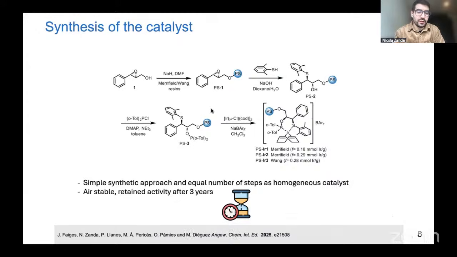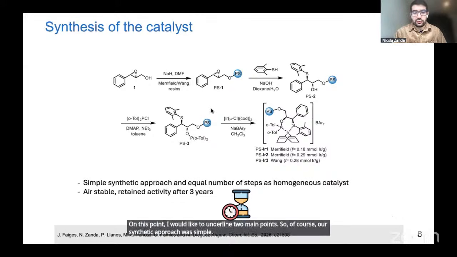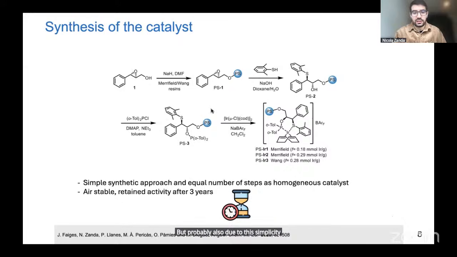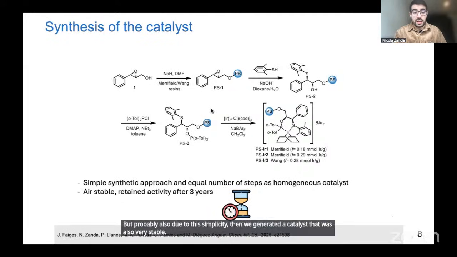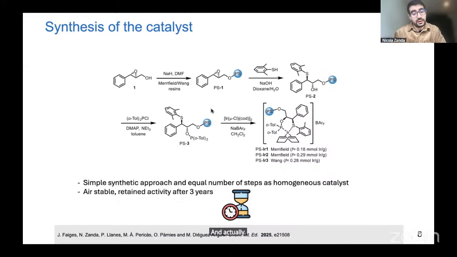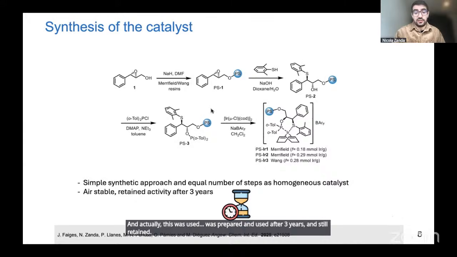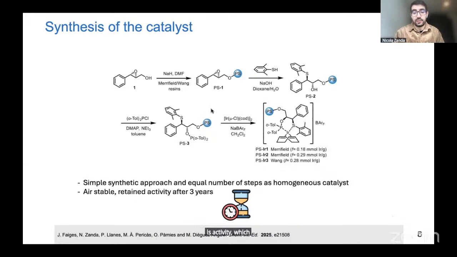On this point, I would like to underline two main points. So, of course, our synthetic approach was simple, but probably also due to this simplicity, we generated a catalyst that was also very stable. And actually, this was prepared and used after 3 years and still retained its activity, which is already a remarkable feature.